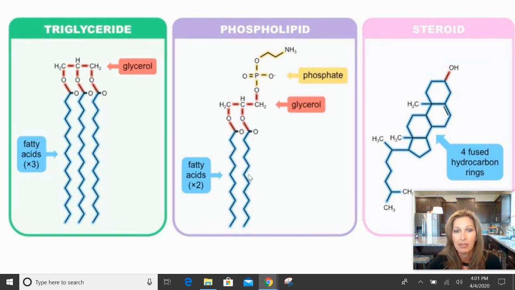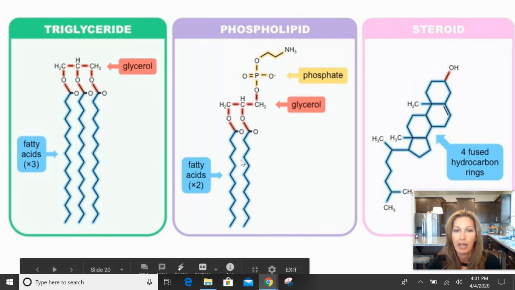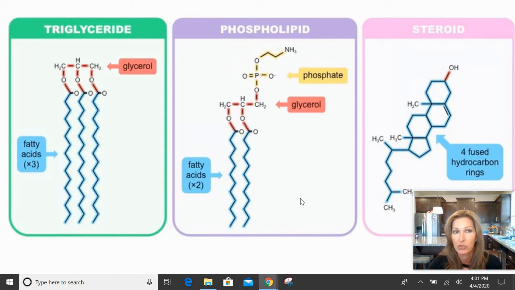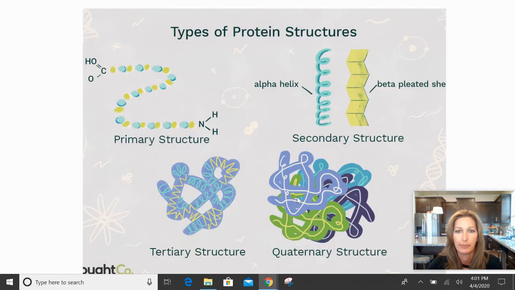Now, remember that plants will actually create double bonds. And so there's more unsaturated fatty acids when there's one or more double bonds in that fatty acid chain. So that's just kind of a review. Make sure you understand saturated versus unsaturated fatty acids as well.